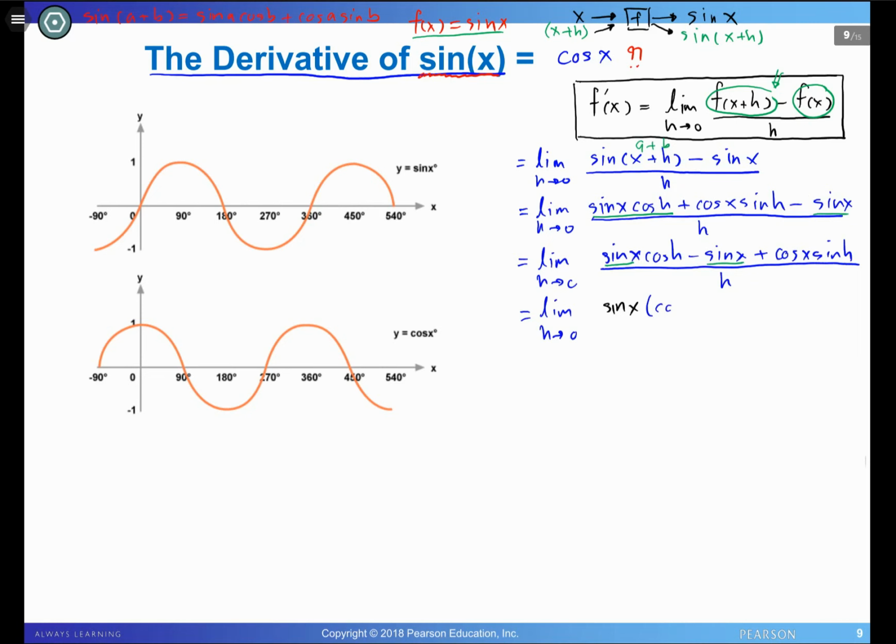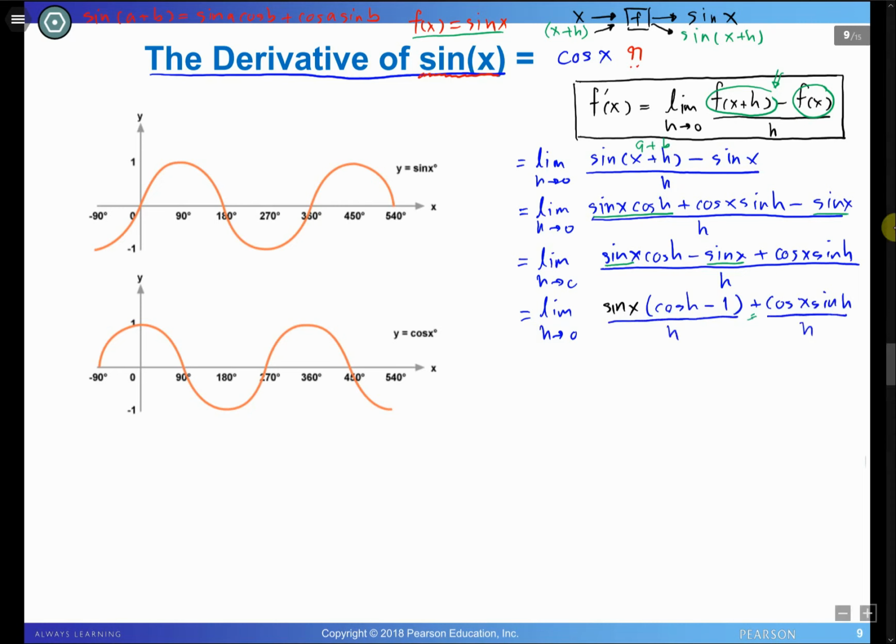Okay, now inside the parentheses we have cosine of h minus 1 plus cosine of x sine h. Now everything has to be divided by h. And at this point I'm going to split this fraction into two parts. I'm going to take this division and apply it to each of these terms. Front term divided by h, and back term divided by h. And I keep the operation, addition, the sum, the same.